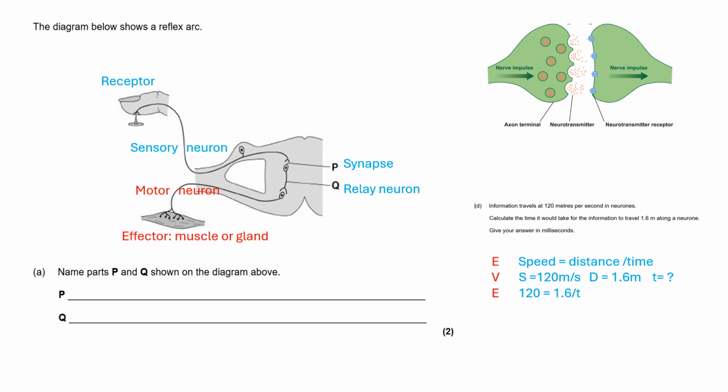The second E in the EVERY method is for equation. So here is our standard equation. However, we would have to rearrange that, and to make T the subject of the equation, we would simply divide both sides by 120. The question asks you to put your answer in milliseconds. So you would need to multiply this by 1,000 to convert it into the correct units.